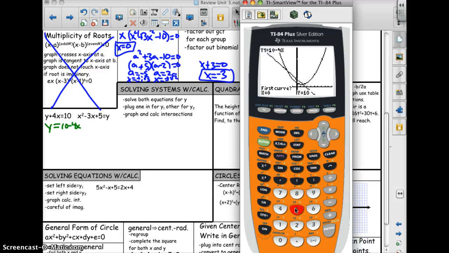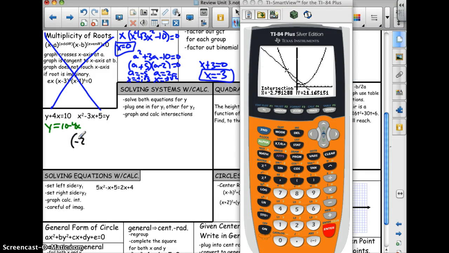This is under second calc, the intersect, all right? And then I'm going to move it closer to this first intersection, just get it in the neighborhood, and then hit enter 3 times. And the calculator will compute the intersection for you. So my first solution is negative 2.8, comma, 21.2. And you round it to whatever place it wants.